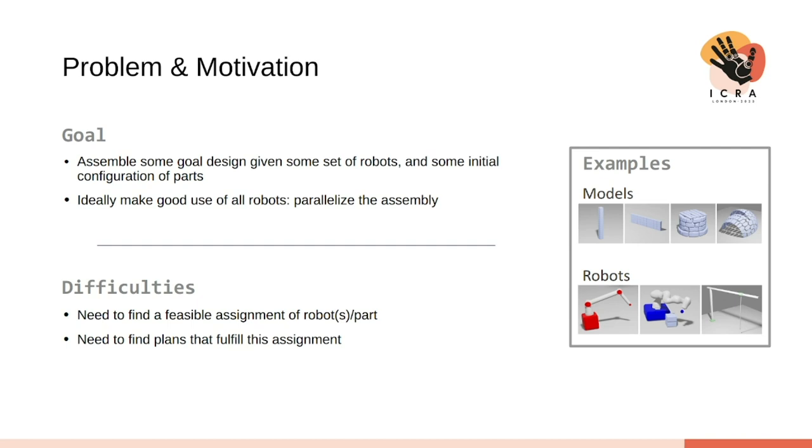Our goal is to make good use of the robots, so essentially we want all robots to be in use all the time. Ideally, we would like to minimize the makespan, but we'll settle for a low makespan for now. This description hides some difficulties. We first need to find a feasible assignment of parts to the groups of robots. And then we also need to compute a path that fulfills the assignment. So there might be quite a few constraints on the possible path and assignments.